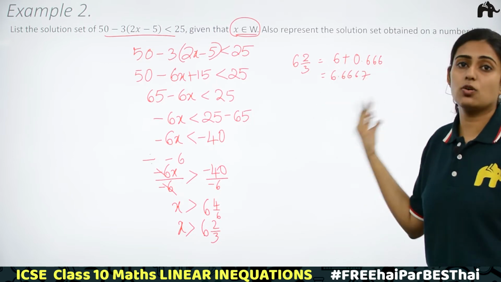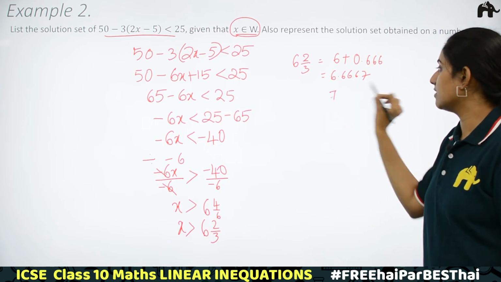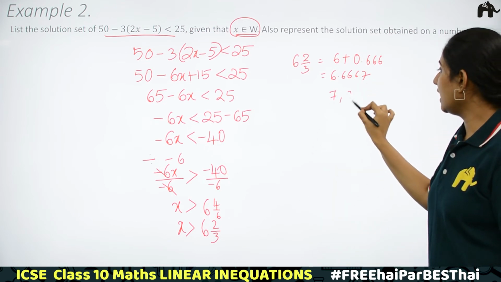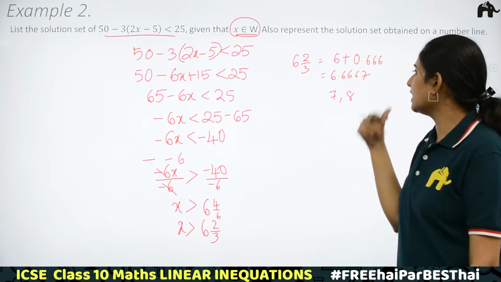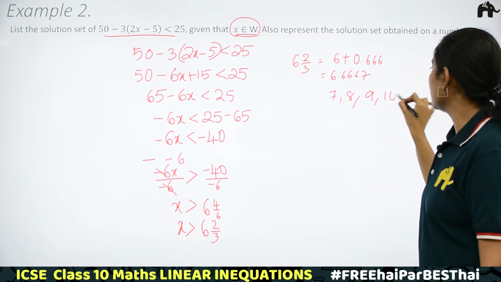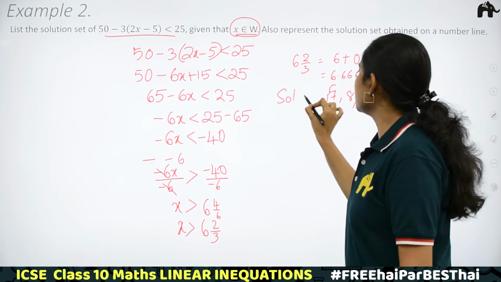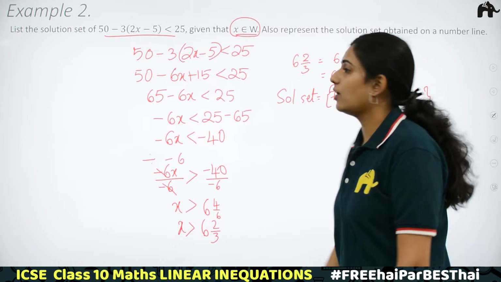We have to start with the very next whole number. Very next whole number is 7. 7 is included. Then 8, any whole numbers that are greater than this. Okay. 7, 8, 9, 10, etc. is the required solution set.